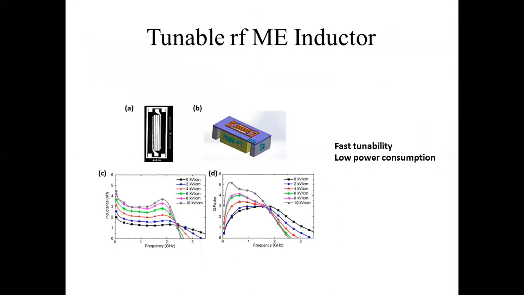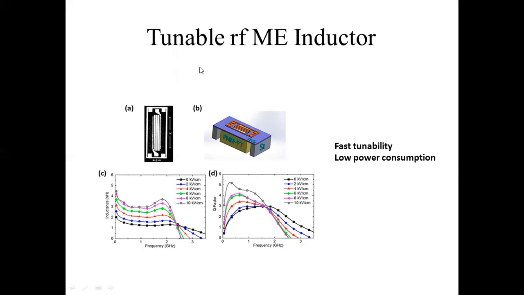Now this is about tunable RF ME inductors, magnetoelectric inductors. Inductor generally means a copper coil. In a normal inductor, it is a copper coil, and depending upon the number of turns in the coil, the inductance value of that device is determined. But here, these materials behave as an inductor. These are used in RF mode, meaning the radio frequency range. These inductors are used in radio frequency applications.